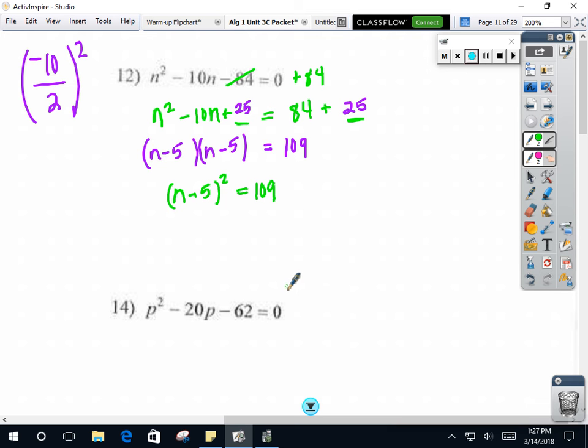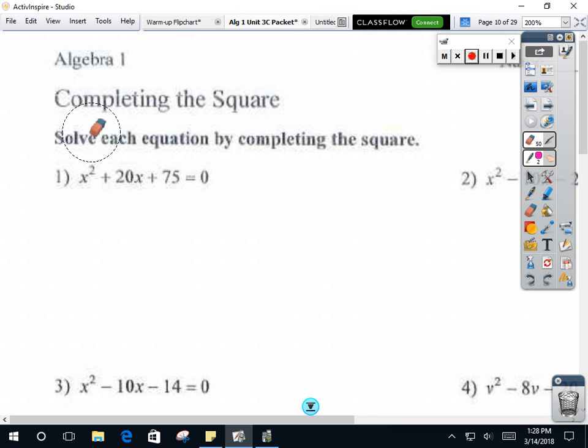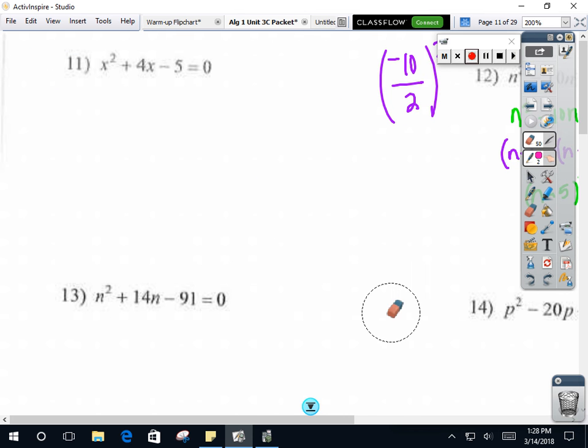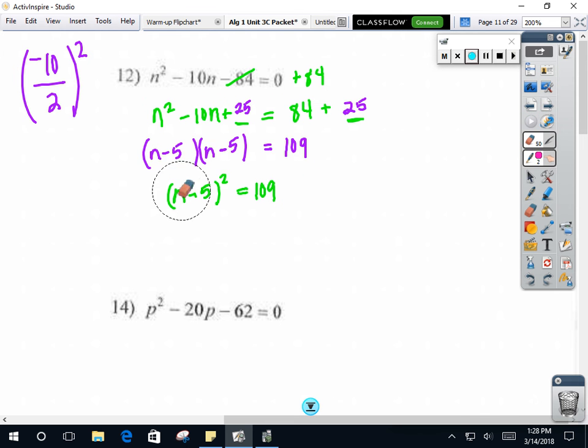Now look at the board for a second. If our goal was just to write this in vertex form, at this point, you would just, don't write this because this is not our goal. But if our goal was to write this in vertex form, at this point, you would just subtract the 109 over and you'd have it in vertex form. Does that make sense? But our goal for this worksheet was not to write it in vertex form. The directions on this worksheet said solve. So I need to continue solving until I get the n by itself.